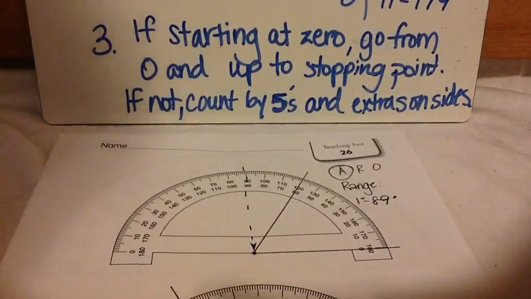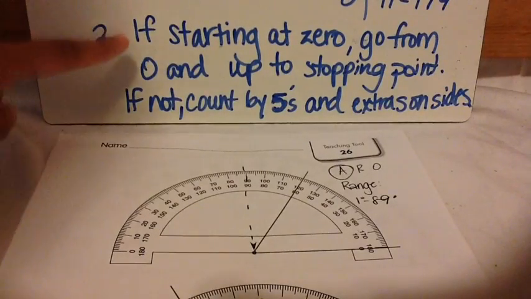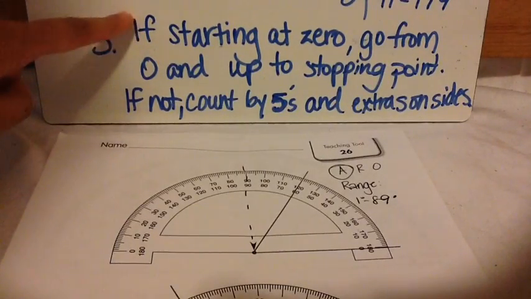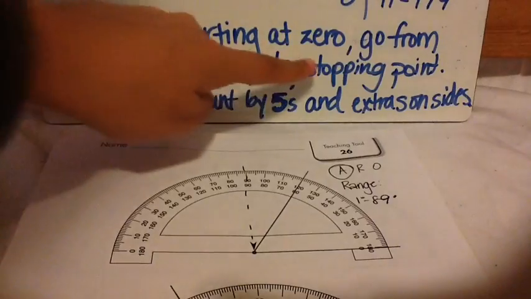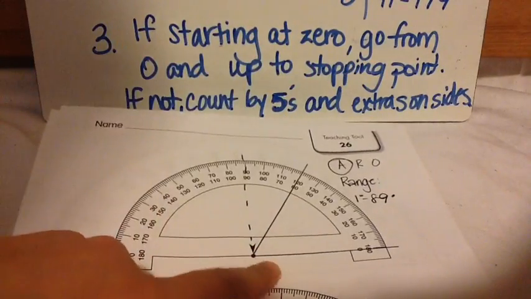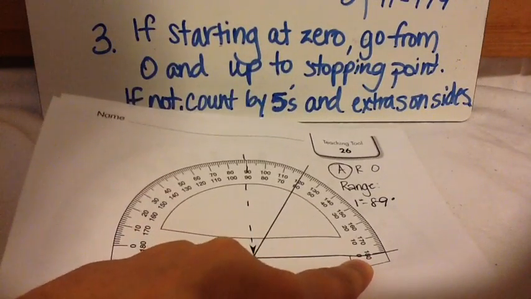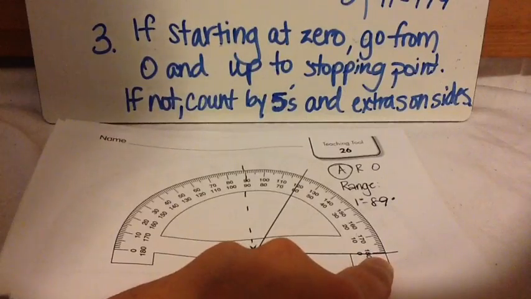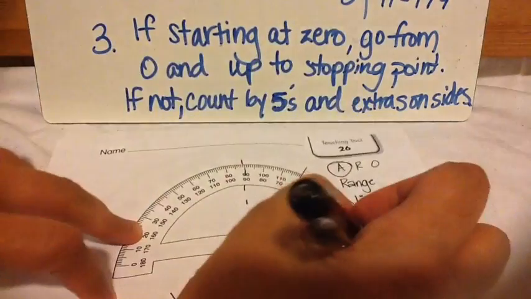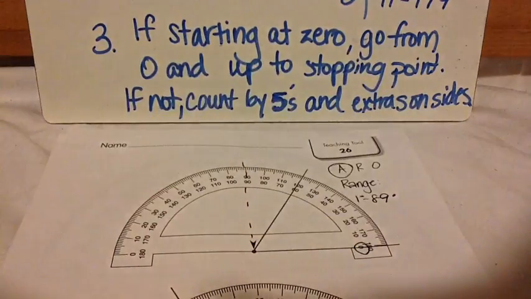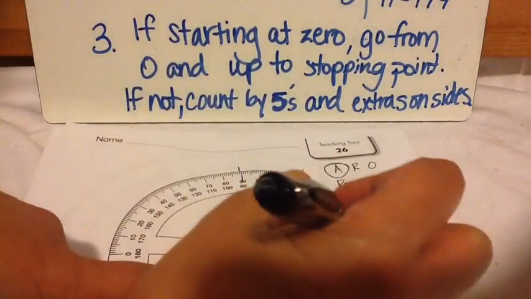When you look at this, it says here, if starting at 0, go from 0 and up to the stopping point. Looking at this, it is starting at 0. Okay, I want you to ignore that 180. I want you to focus on that 0. I always tell my students, circle that 0. And then you want to go up.